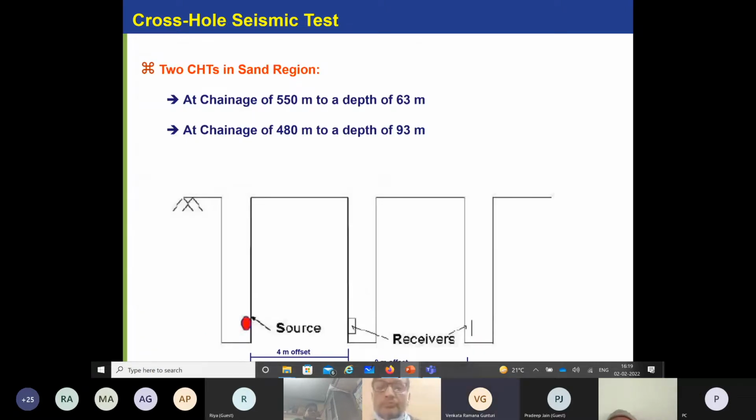At two chainages, the tests were conducted. One is at 550 meter chainage to a depth of 63 meters. The other one is close, about 70 meters apart. Another one was conducted 93 meters apart.